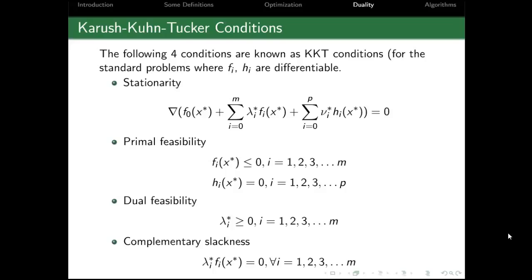So first, stationarity. Since we've already seen that at the optimal point, L has a saddle point, the gradient at that point should be 0. That is trivial to see. Then primal feasibility and dual feasibility should hold. That is also obvious. And then complementary slackness, as we've seen previously, will also be valid at this point.